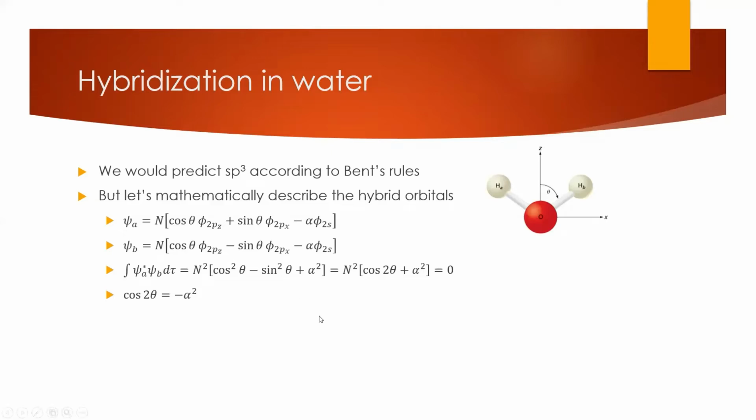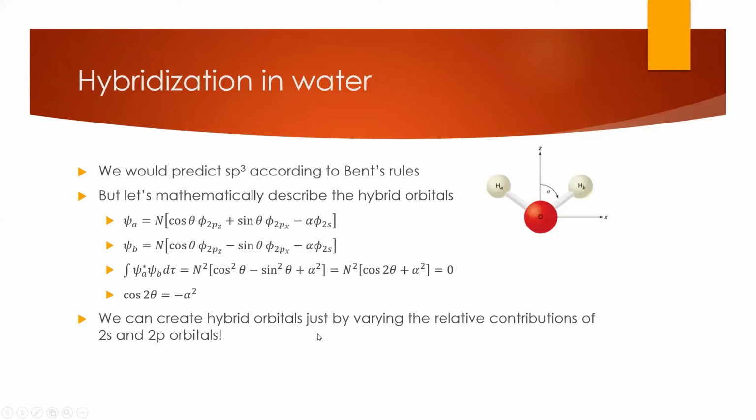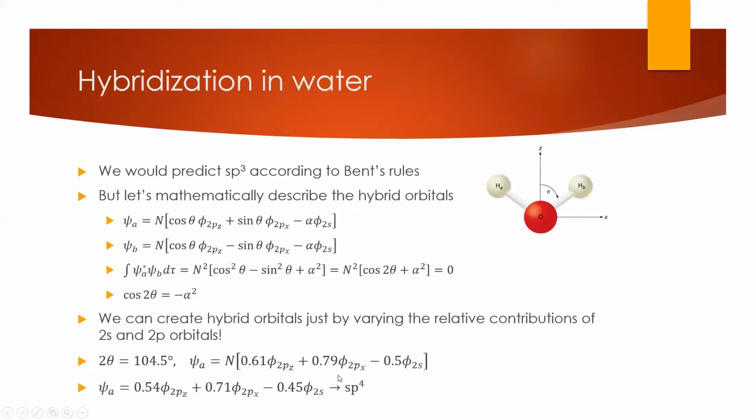So we can come in here and change this. We can plug in that 2 theta is equal to 104.5, or that theta is equal to 52.25. We can come up with this expression simply by, again, evaluating what these things are. And then we can also normalize, we'll go through this in class, take the normalization constant. And what we find is that this molecule is sp4 hybridized, this oxygen atom. Now, how do we come up with that? How can we mix 4 p orbitals in there?